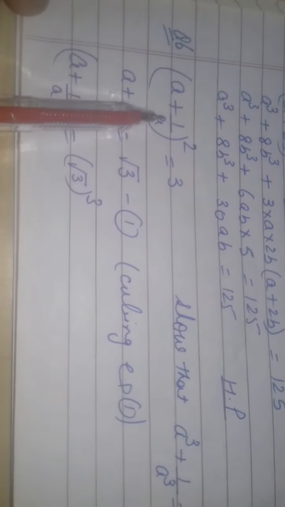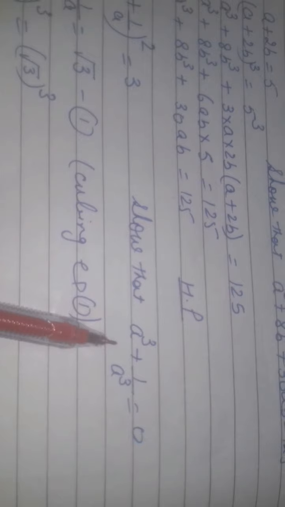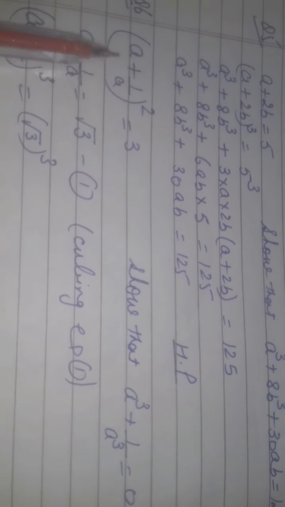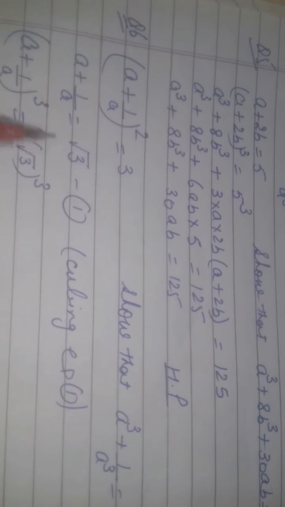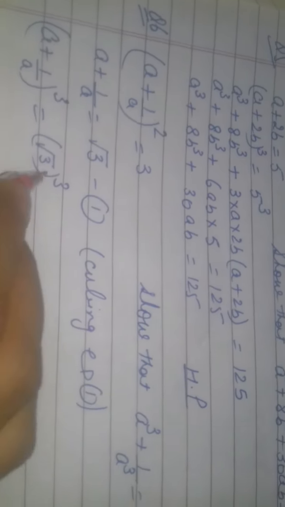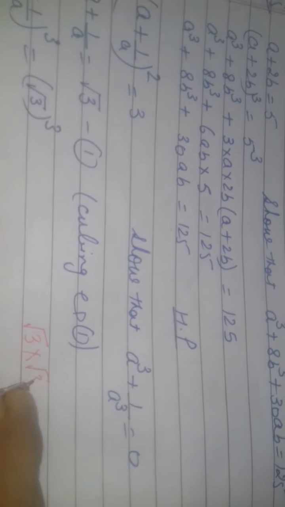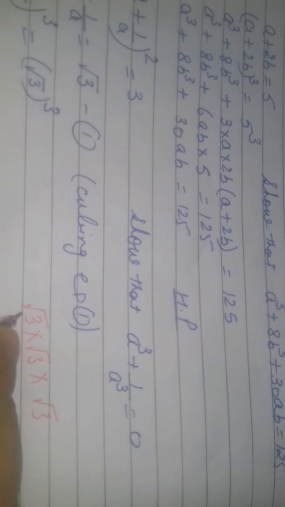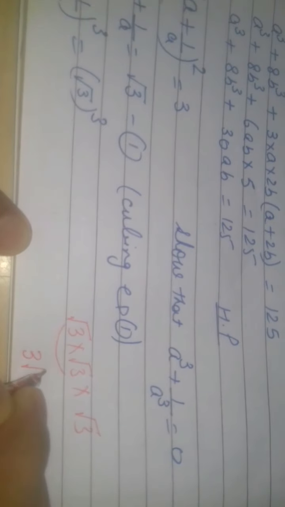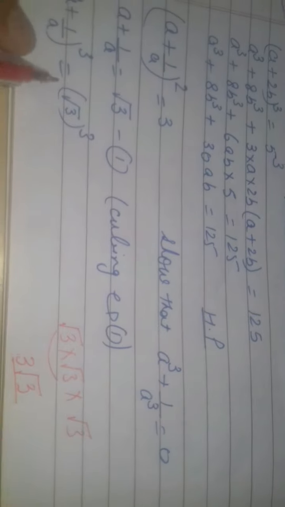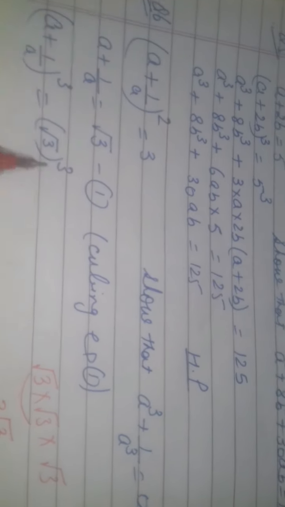Sixth question. From square to cube, that's not possible. So for that I need to find out single power first. So if I remove square from this side, it will change to root. Now I can do cubing of this equation in order to get cubes. Before solving that, I can show you what is root 3 cube. Root 3 into root 3 into root 3. What is root 3 into root 3? 3. Under root 3. That means the value of root 3 cube is 3 under root 3.